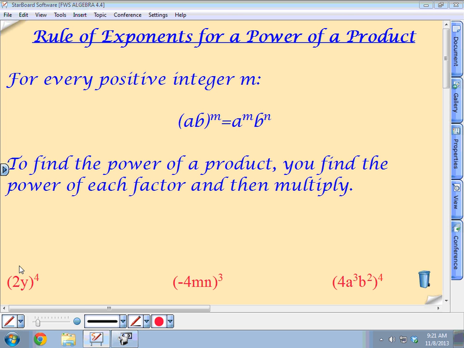I'm going to end up having to apologize because I think I confused you before, didn't I? I accidentally wrote an N here, but that's an M, right? Sorry, there's no M's in this problem. So when you take a product and you raise it to an exponent, you raise everything in the parentheses to that same exponent, okay? Sorry about that. To find the power of a product, you find the power of each factor and then multiply.